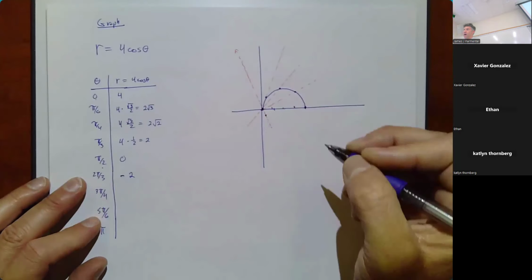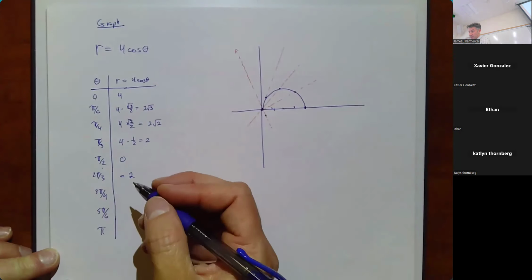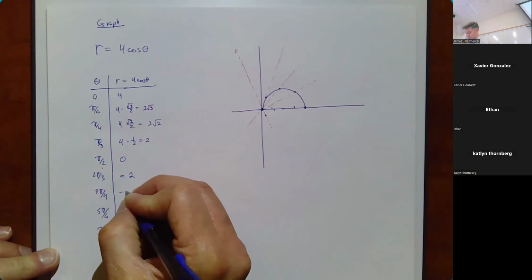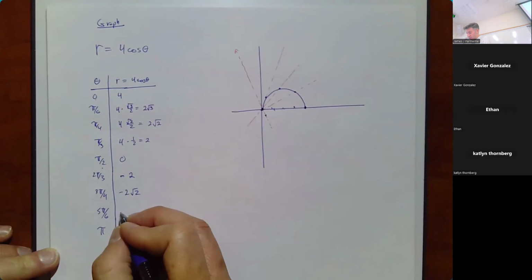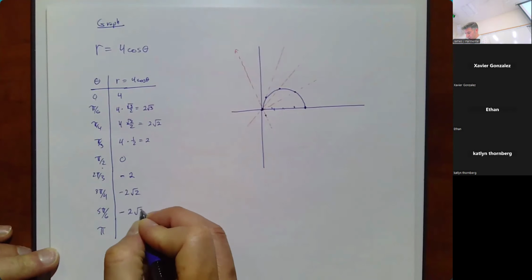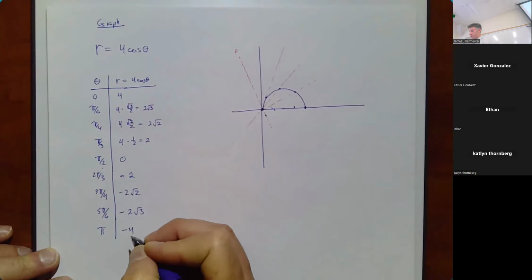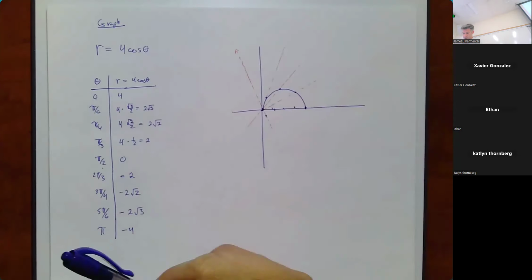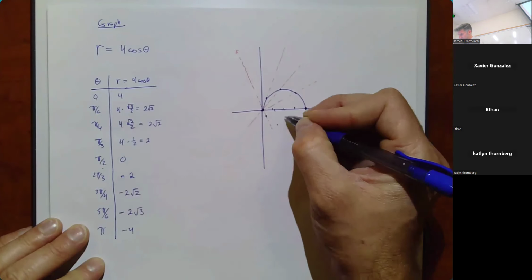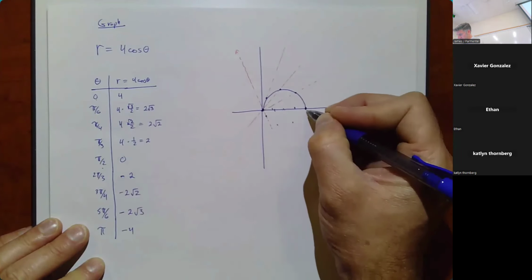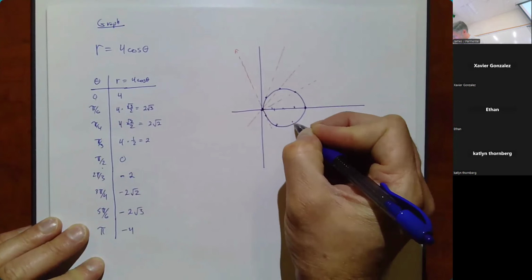Like that. And then the same sort of way, cosine of 3 pi over 4 is negative root 2 over 2, so I end up with negative 2 root 2. Cosine of 5 pi over 6 is negative root 3 over 2, so I end up with negative 2 root 3. And cosine of pi is negative 1, so I end up with negative 4. So my values look like just the reflections of these things down here. So I end up with this bottom half of the circle, which I did not draw nearly as well.